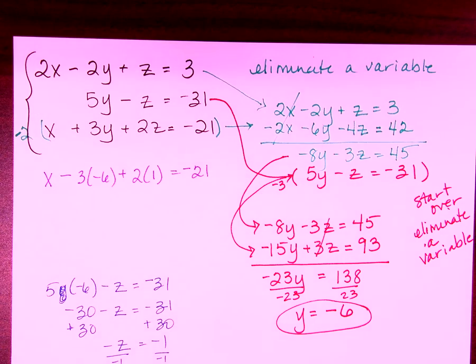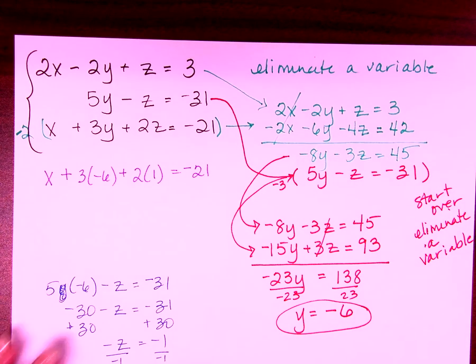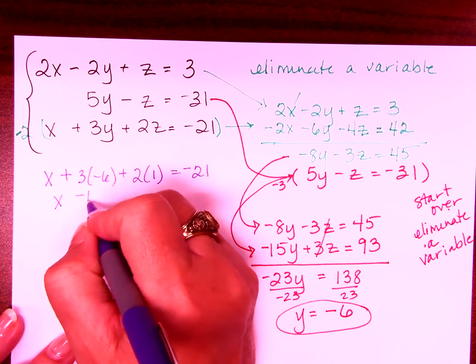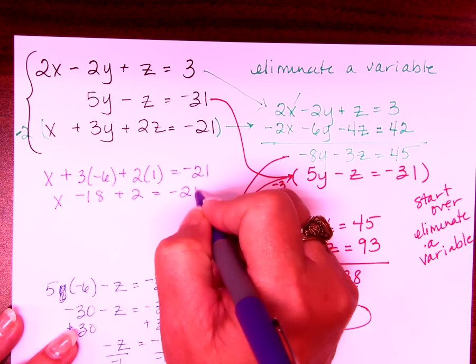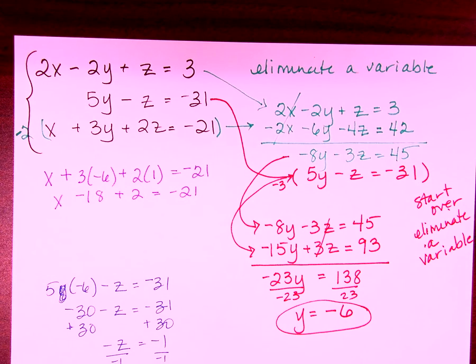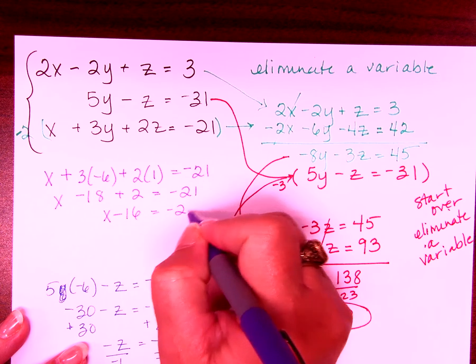What? Thank you very much. I even put my thumb there and I still wrote the wrong sign. Good catch. X minus 18 plus 2 equals negative 21. X minus 16 equals negative 21.